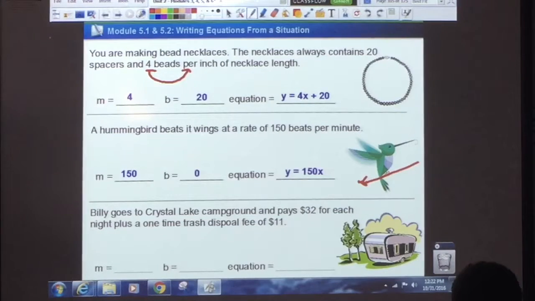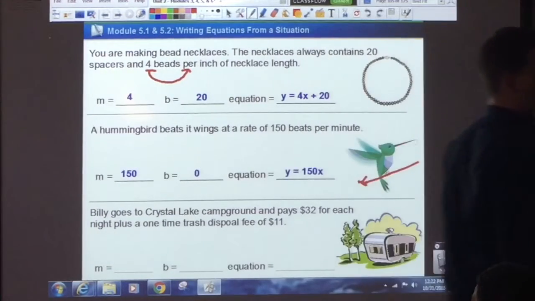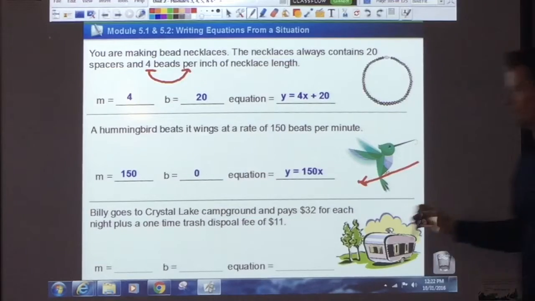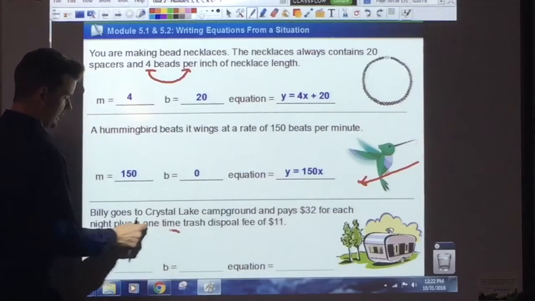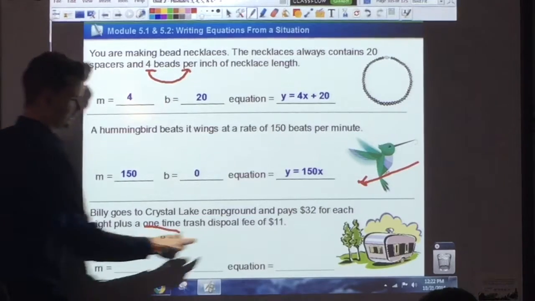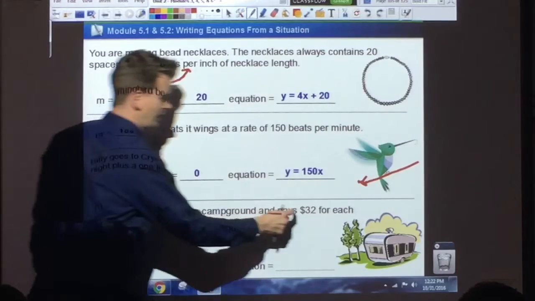Okay, so remember that the slope can change. The y-intercept cannot. So reading that scenario, which one of those things is always going to be the same? Did I mix it up? Yes. So which one of those is always going to be the same? The 11. It's a one-time. Keywords, one time. If you pay something one time, do you pay more than once? No, that's why it's called a one-time fee. So, the y-intercept's 11.